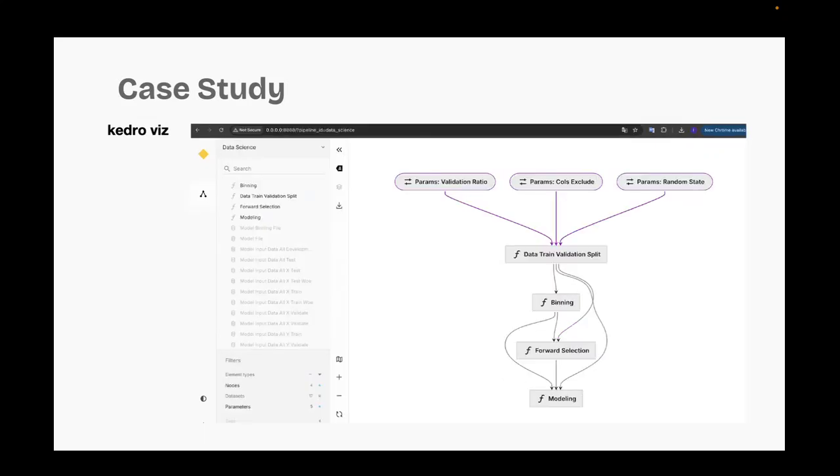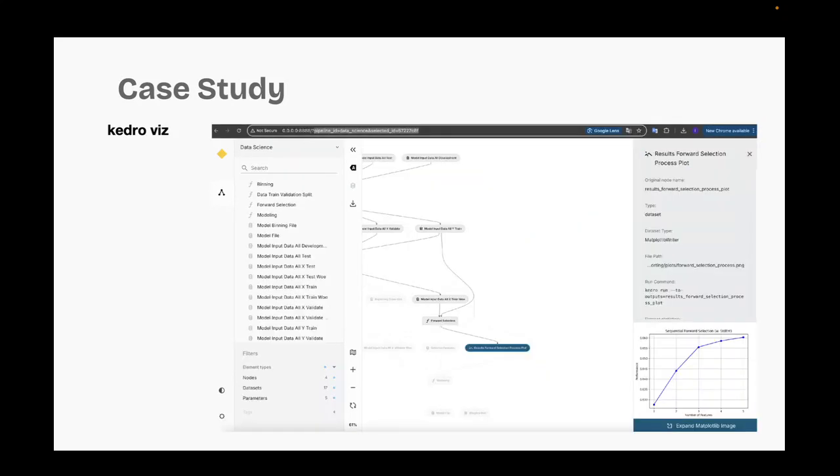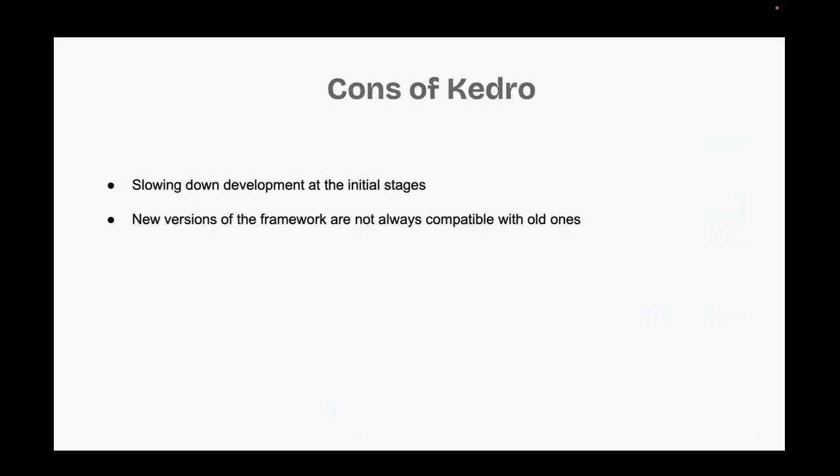By clicking on any node within Kedro, we can zoom in and analyze its details. This helps in understanding how individual components function within the pipeline. If a node produces an output, you can easily inspect it within Kedro. This is particularly useful for debugging and understanding how data flows through the pipeline.